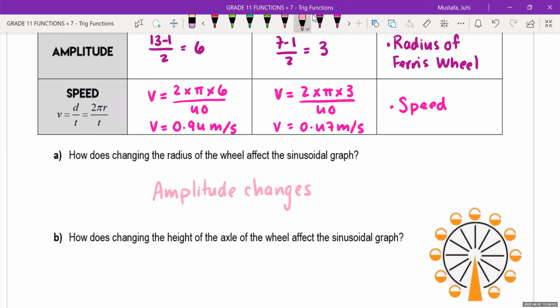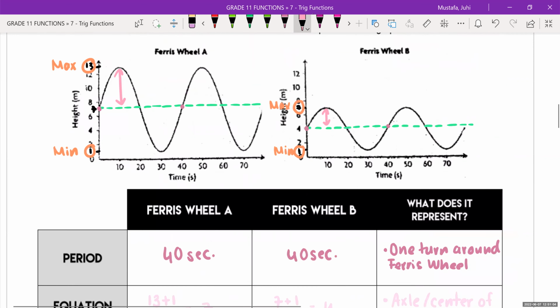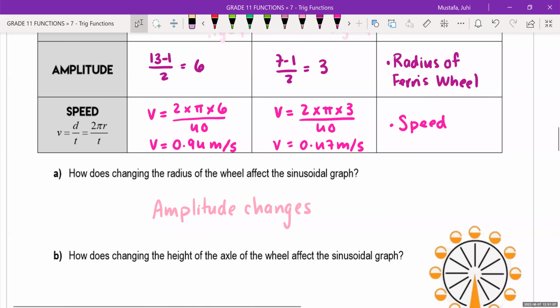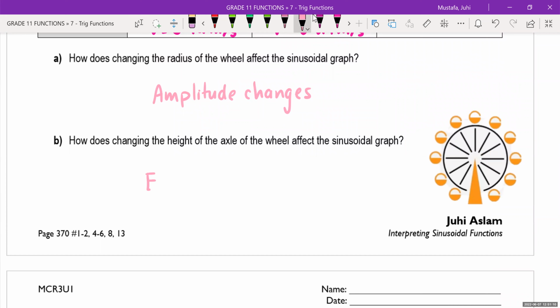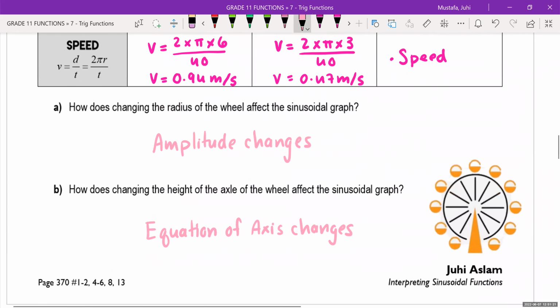And then question B says, how does changing the height of the axle of the wheel affect the sinusoidal graph? So if you were to change the axle, like the midpoint of the Ferris wheel, what would change on a sinusoidal graph? What's that? The equation of axis. Good. So you change the radius of a wheel, the amplitude changes, and you change the height of the axle, then the equation of axis changes. Actually, we can say the equation of axis moves instead of changes.